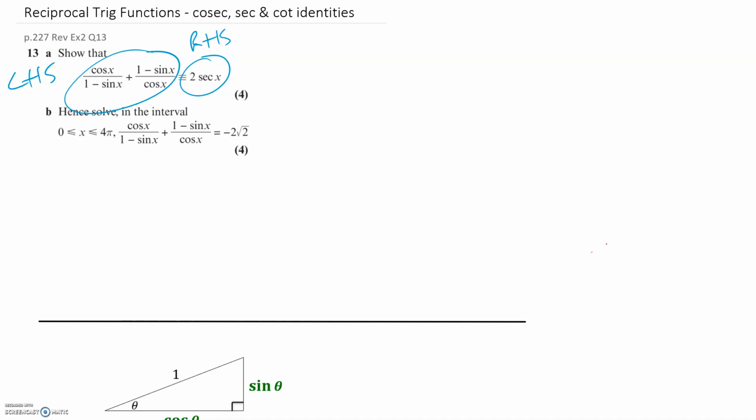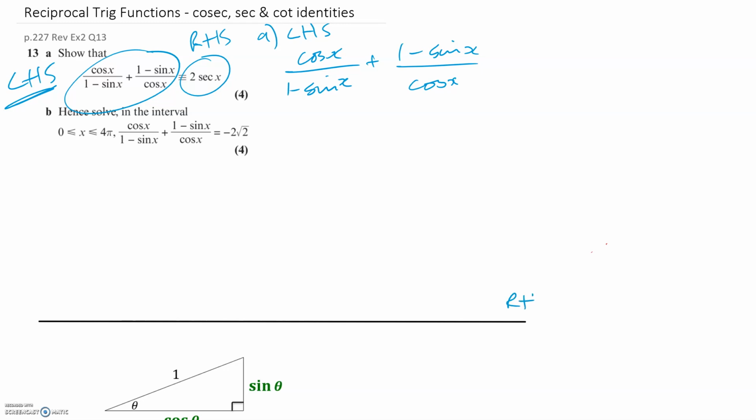As a general rule, I would always start with the left hand side unless there's a very good reason not to. So in this question, I would start with the left hand side, write it down. So cos x over 1 minus sine x plus 1 minus sine x over cos x. Now, I wouldn't write that equals the right hand side, but I'd write down the right hand side maybe down at the bottom here, because that's where you need to end up. So you need to end up with 2 sec x at the end of your proof.